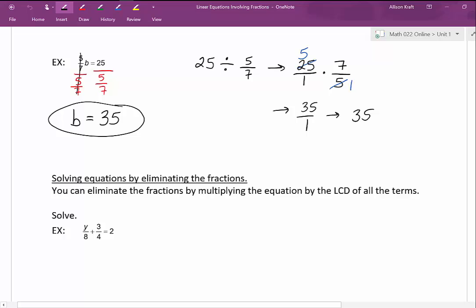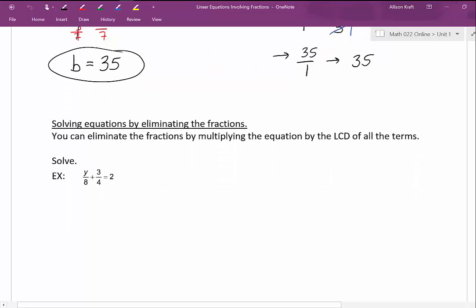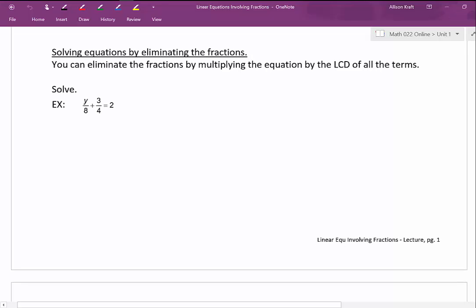I would use the technique that I've just demonstrated on these first two examples if I had these problems. I would not be inclined to eliminate the fractions by multiplying by the LCD because there was only one move to make. But let's take a look at some more complicated equations involving fractions. It is a legal mathematical move for us to eliminate the fractions in an equation by multiplying every term in the equation by the least common denominator of all the terms.